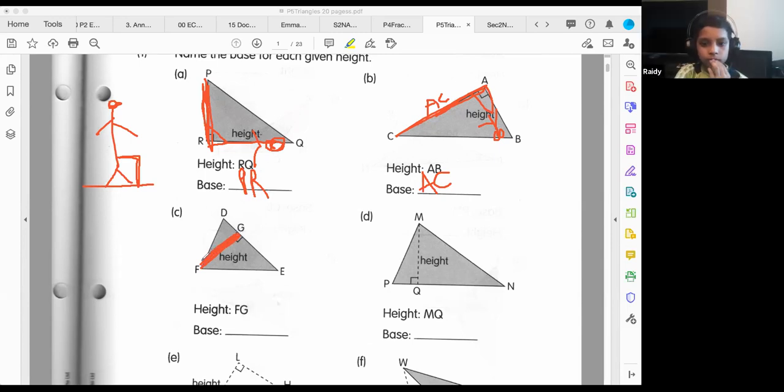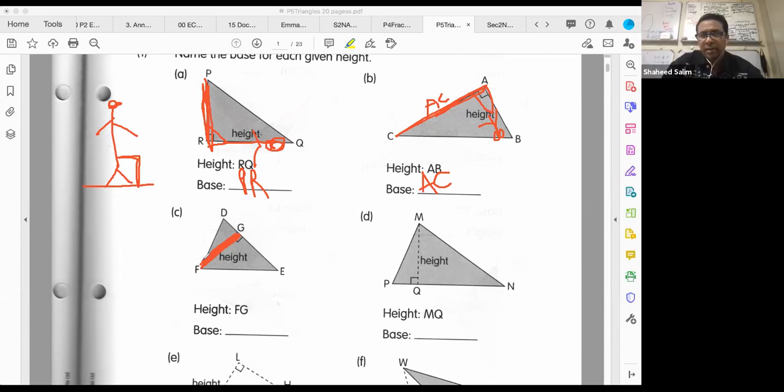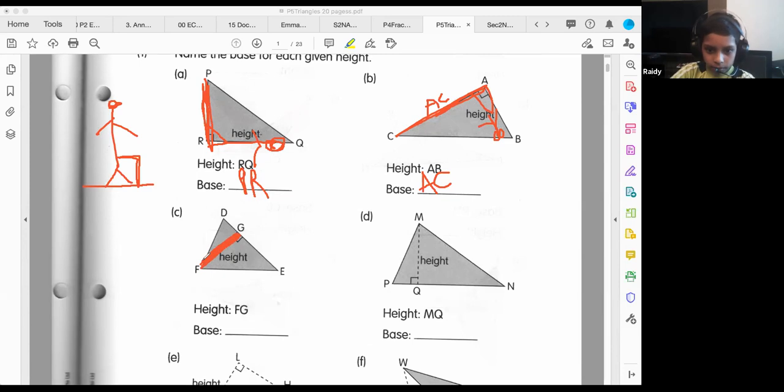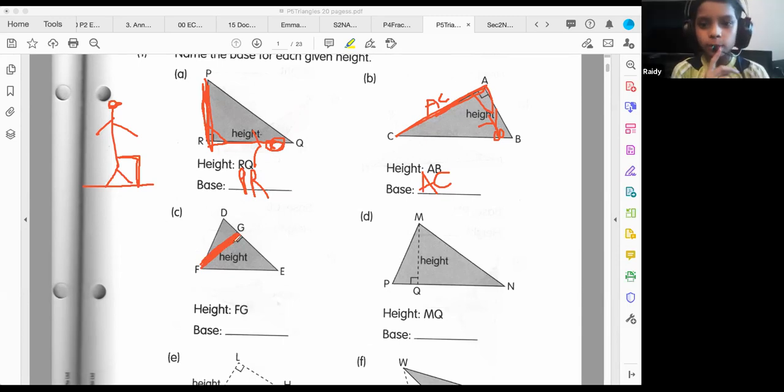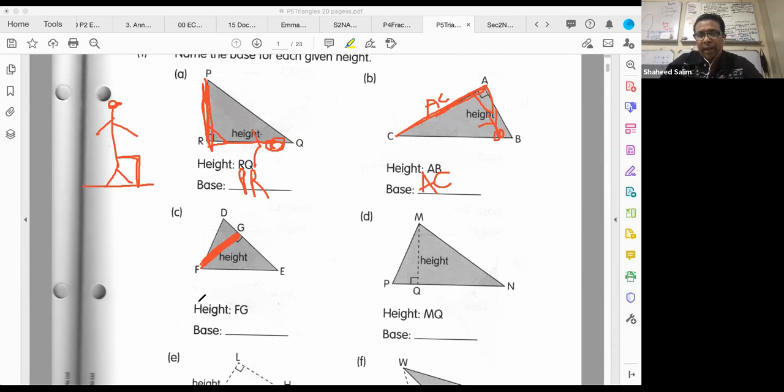Sure. Yes. I think I found D. Okay, what's the answer for D? I got PN. PN. Okay, let's see. What about the rest now for C? Oh, I forgot. What's your answer? DE. DE. Okay, let's see.